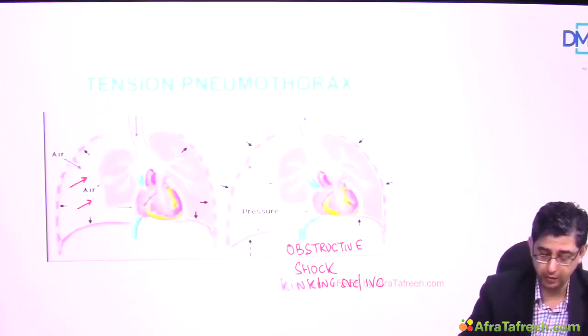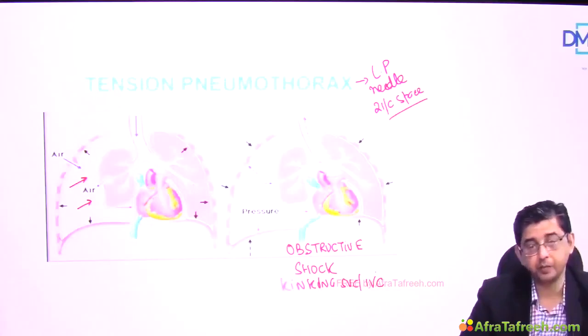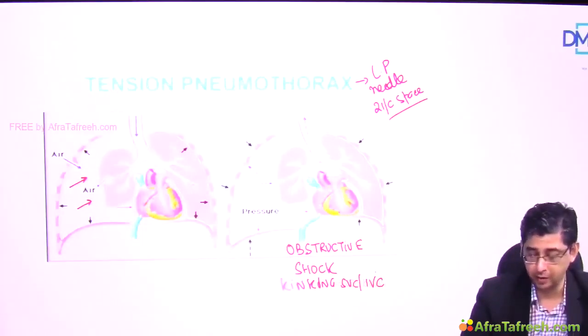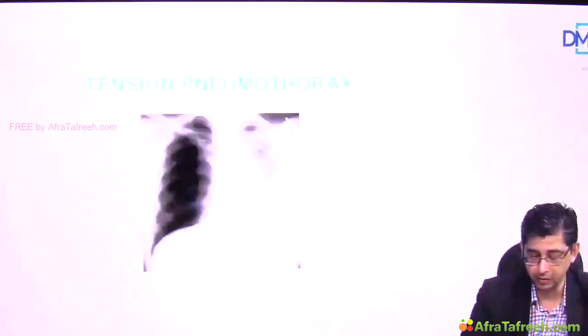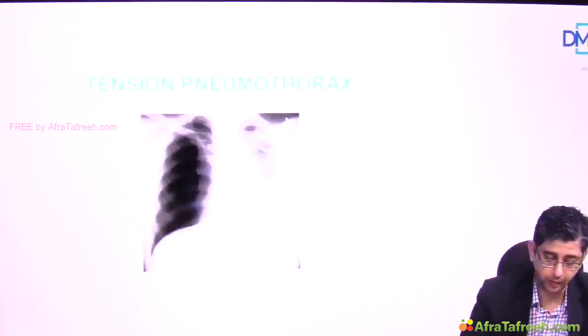For management of these patients, you will have to put a large-bore needle in the second intercostal space. This will help in decompression of the chest because it will allow the air to escape. So as a result of it, at least you will be creating an exit mechanism for air, and the pressure in the chest would become relatively lesser. So the obstructive shock component will reduce.